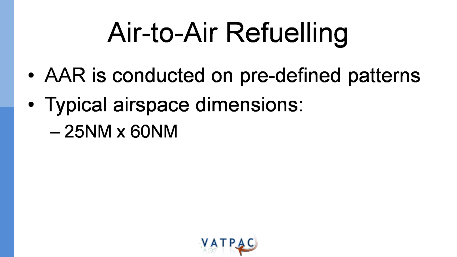These patterns are situated in airspace typically 25 miles wide and 60 miles long. Once aircraft are established in the AAR pattern, very little control is required. However, it is necessary to separate non-participating aircraft from the aircraft in the AAR pattern.